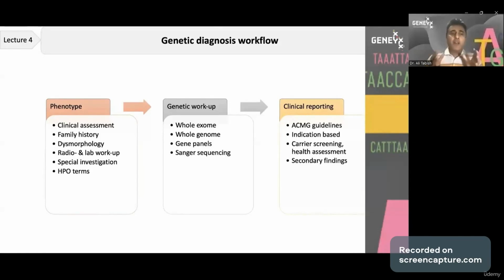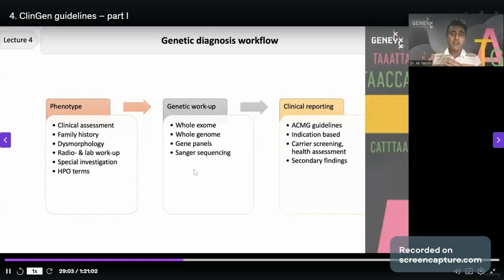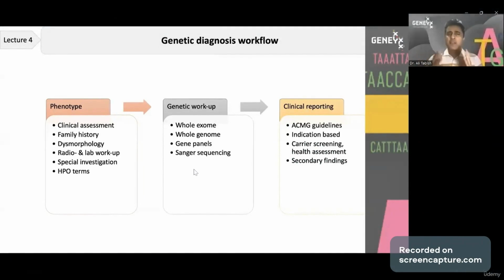So we compile all this information and create a pedigree of the patient, to see if there is any specific inheritance pattern running, either autosomal dominant, recessive, or X-linked. We try to understand the inheritance of this patient's disease.